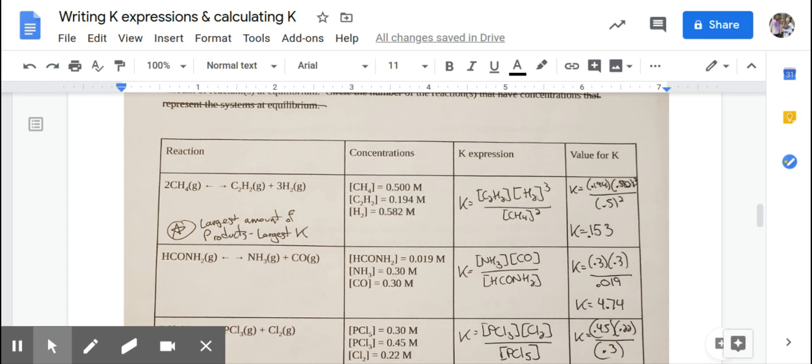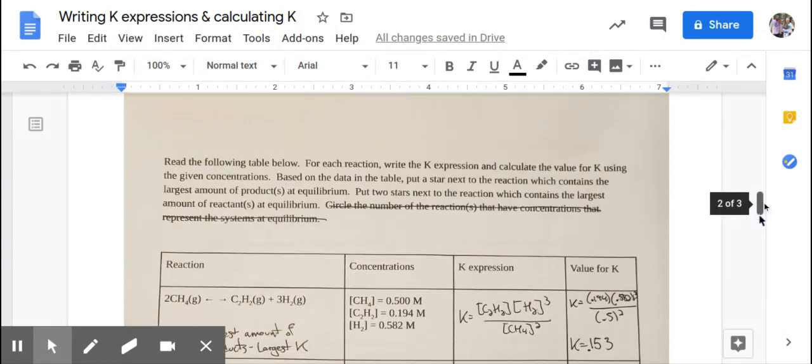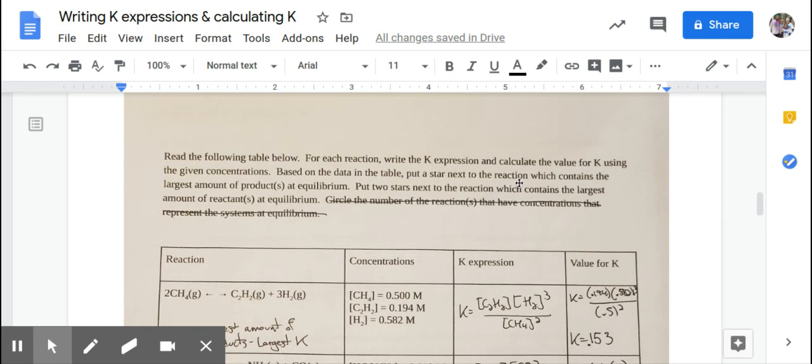Okay, here's page 2 from the homework. On page 2, there's a big table with 5 rows, 5 different reactions. It's asking a few things here. It's asking to write the K expression and calculate the value for K for each of the given concentrations.